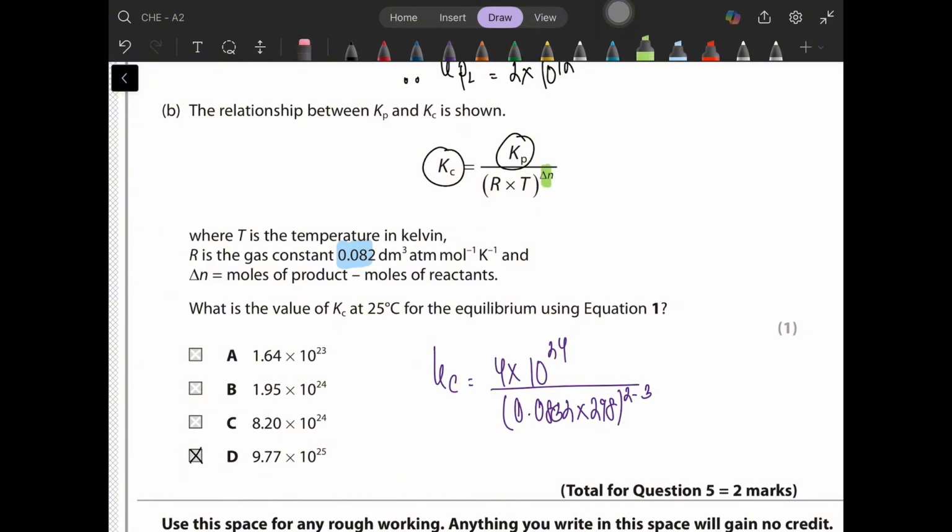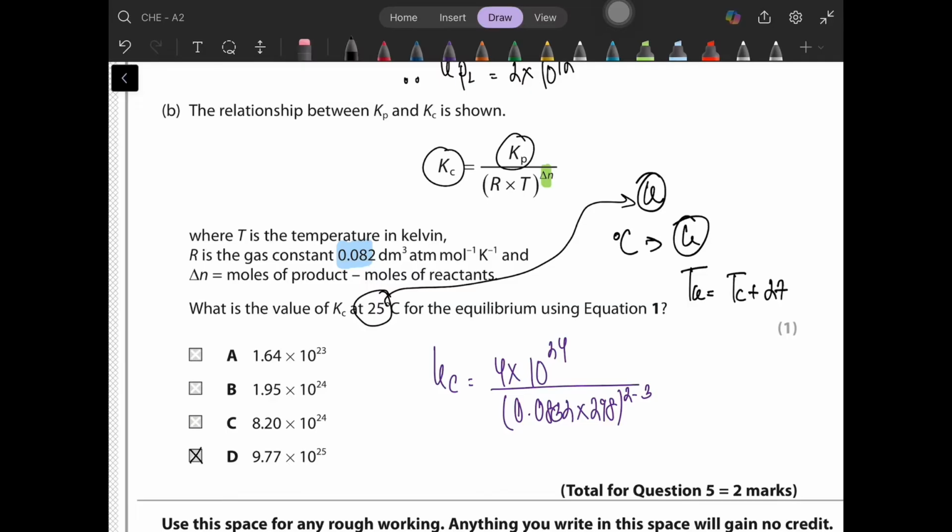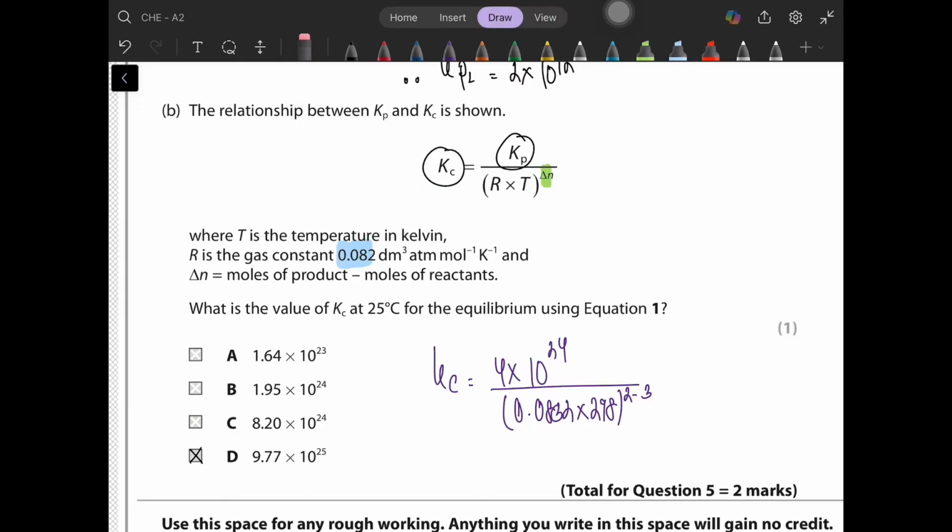What is the value of Kc at 25 degrees Celsius using the first equation? Here we are given 25 degrees Celsius, so you have to convert this value into Kelvin. How do you convert anything in degrees Celsius to Kelvin? Use this formula: temperature in Kelvin equals Tc plus 273. This is a really handy formula, so note this down in your notebook or somewhere and store it, because you're going to need this for both your chemistry and physics. So this is how we convert it.